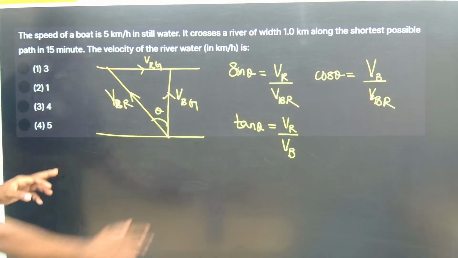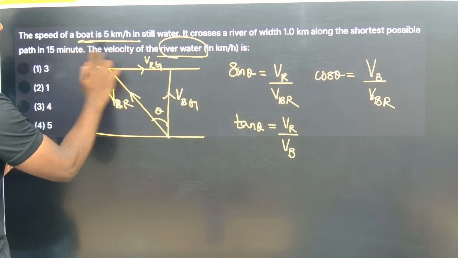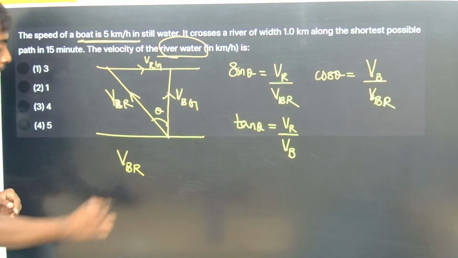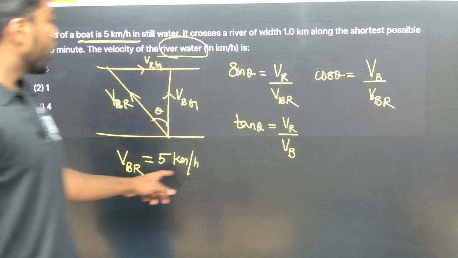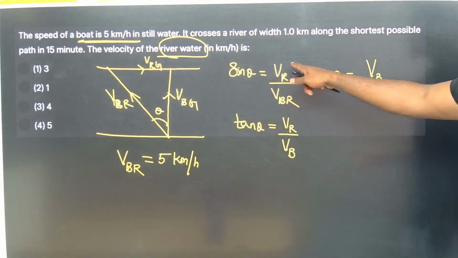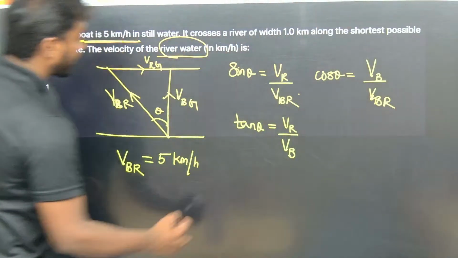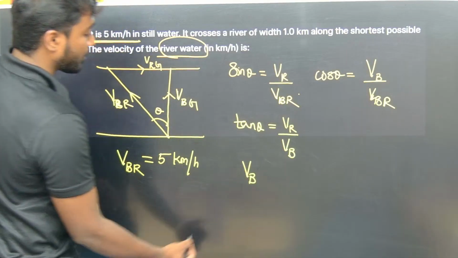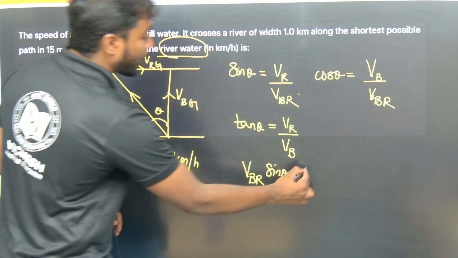So in this question they are asking the velocity of the river water. They have given the velocity of the boat as 5 km per hour in still water, which is nothing but the velocity of the boat with respect to water equal to 5 km per hour. Either I can use sin theta or tan theta to find the velocity of the river, and the boat with respect to river is given, so I can directly use sin theta. Sin theta times the velocity of the boat with respect to river is equal to the velocity of the river.